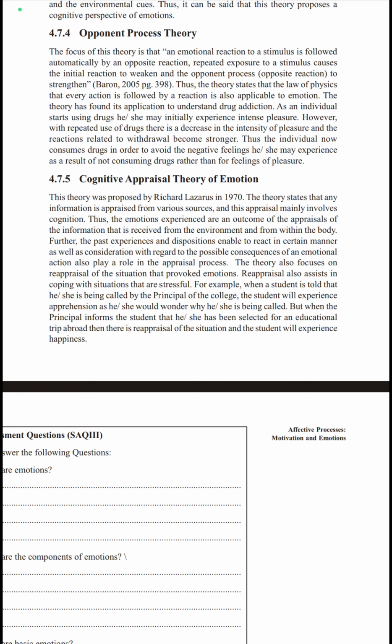So the past experience and dispositions enable us to react in a certain manner. So you will react in a certain manner. You will again try to please your boss. You will try to make him happy, just like you did in the previous situation, let's say.